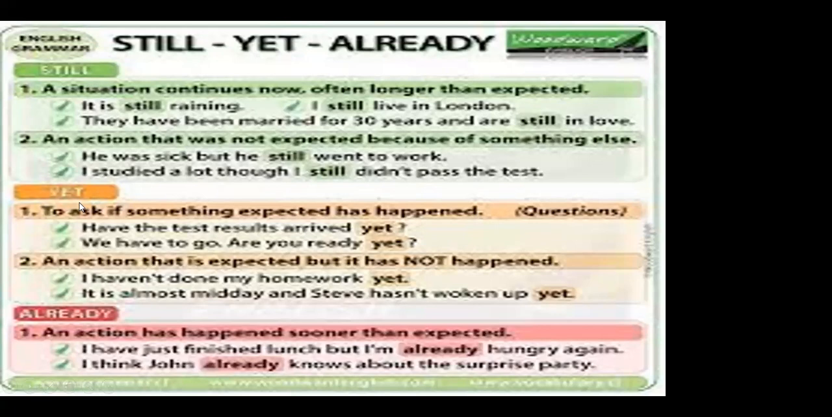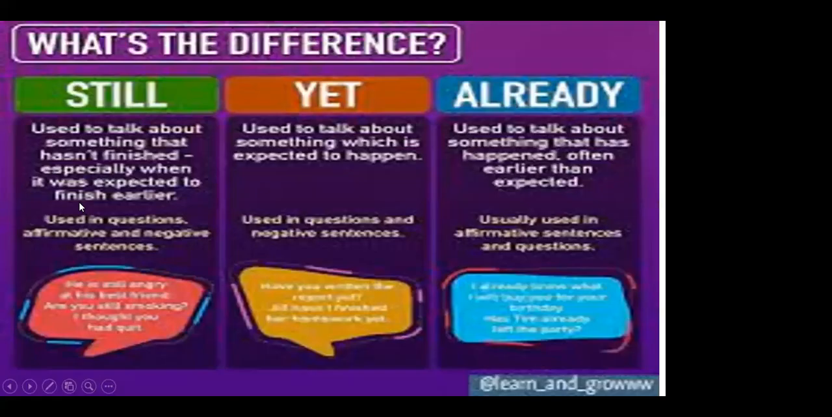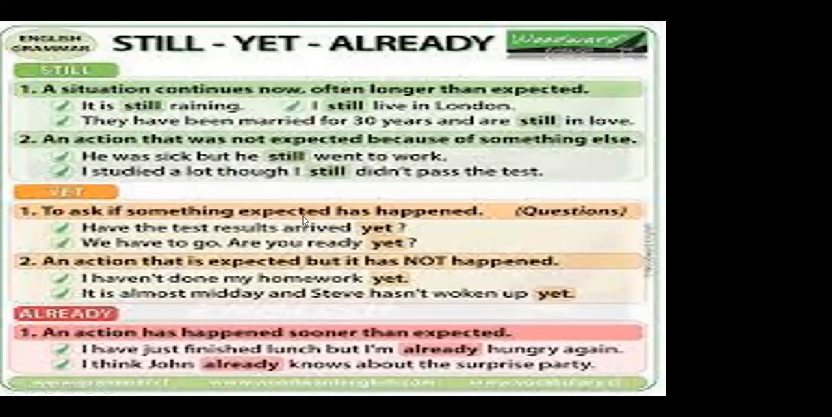Okay, let's talk about yet. To ask if something expected has happened, we usually use yet with questions or negative sentences. Have the test results arrived yet? We have to go. Are you ready yet? An action that is expected, but it has not happened. This is a negative form. I haven't done my homework yet. It is almost midday and Steve hasn't woken up yet.